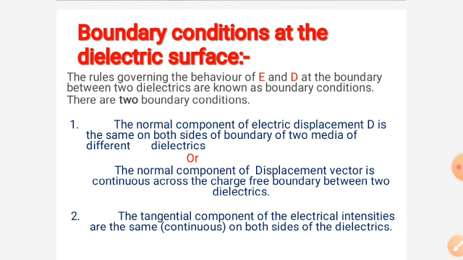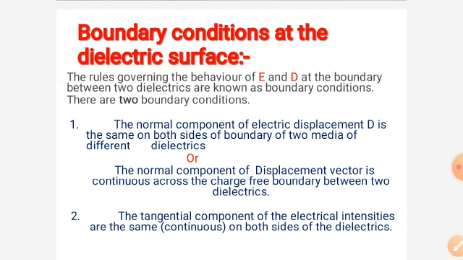Today's topic is boundary conditions at the dielectric surface. Take the boundary which separates the two dielectrics. Here, at the boundary, how will be D, the displacement vector, and the electric field vector? The boundary conditions explain the rules governing the behavior of E bar and D bar at the boundary between the two dielectrics.